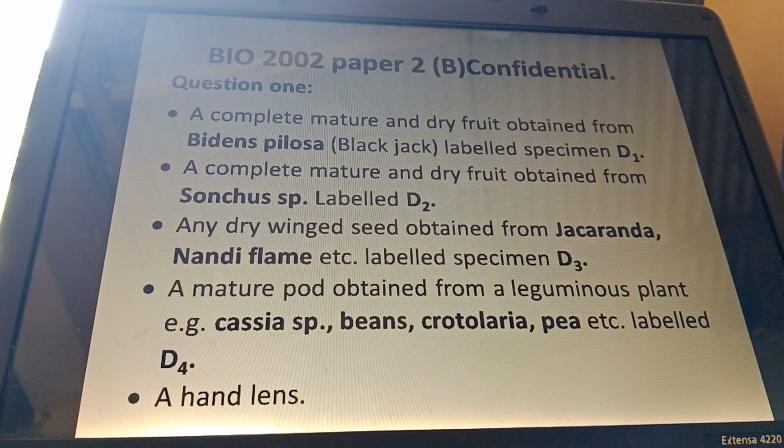Any dry winged seed obtained from Jacaranda or Nandi flame, etc., labeled specimen D3. And finally, a mature pod obtained from a leguminous plant, e.g. Acacia species, beans, or Crotalaria or pea, etc., labeled D4. And then you had to have a hand lens for that question. Let's go to question number 2.